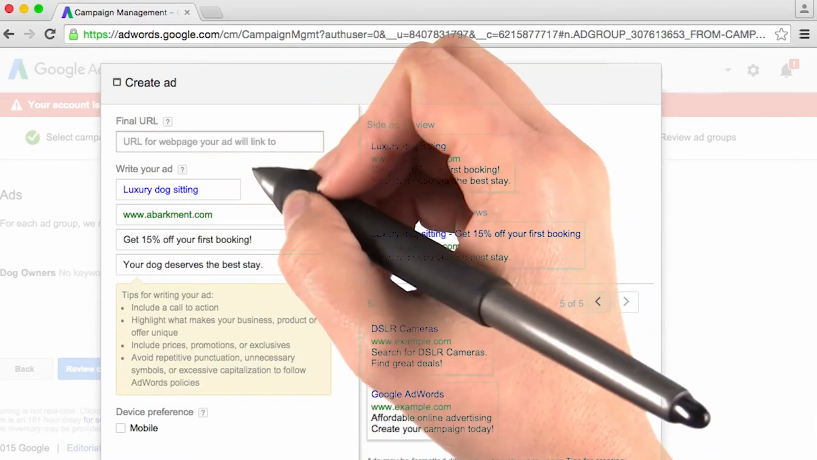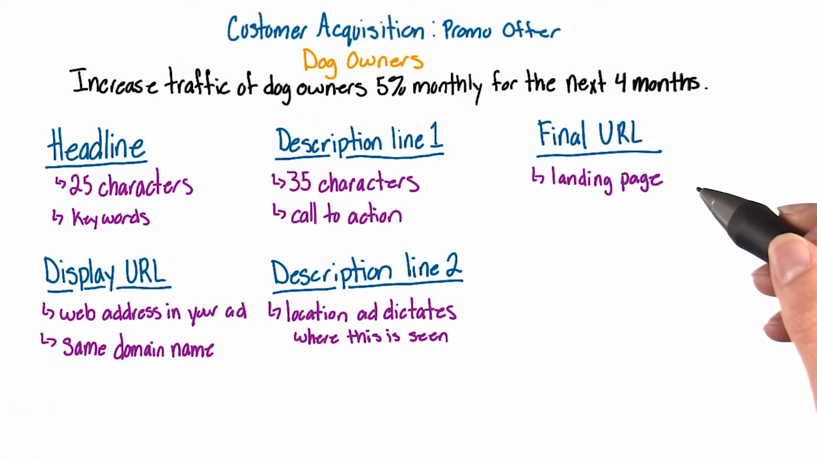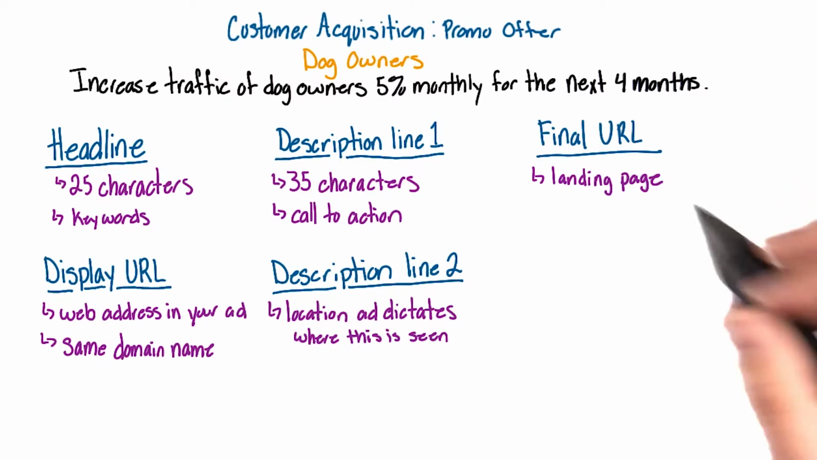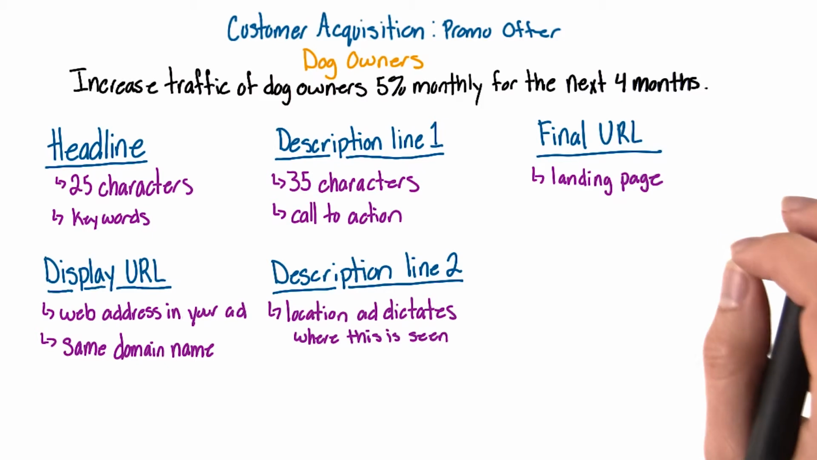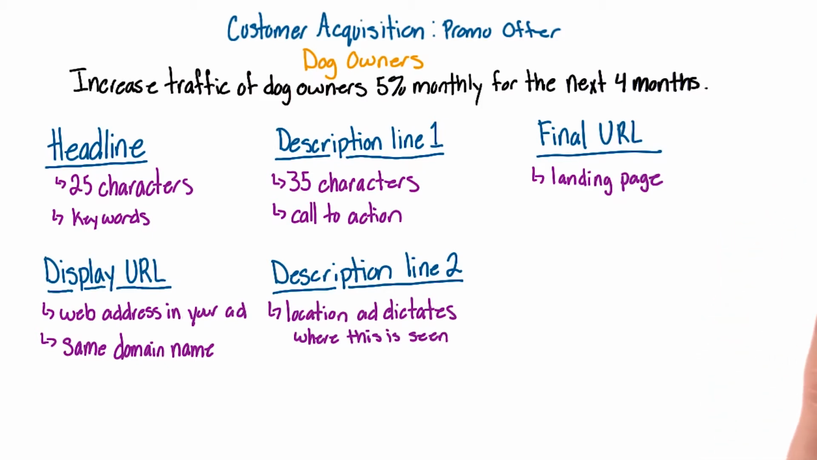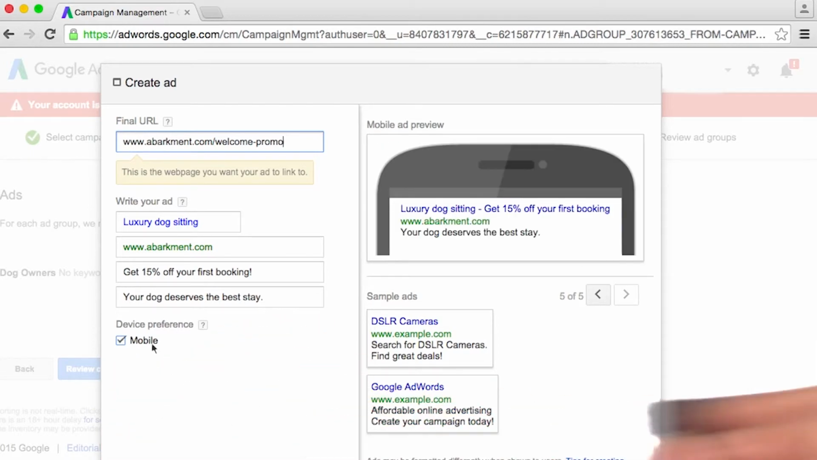So we still need to fill in our final URL. Our final URL is the website people will reach when they click on your ad. So this is your landing page. You're going to want to use the URL that best matches the ad that you're promoting. So for us, we're going to use a specific landing page for our 15% off promo, which is abarkment.com/welcome promo. We can also see what our ad will look like on different mobile devices.